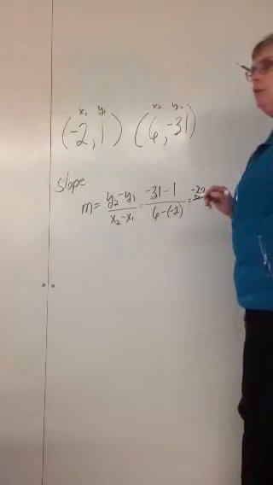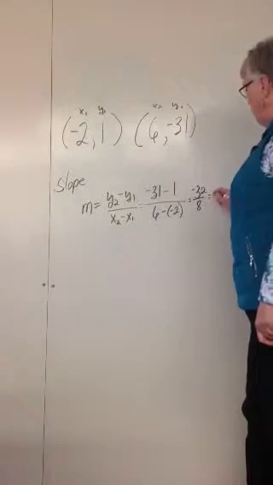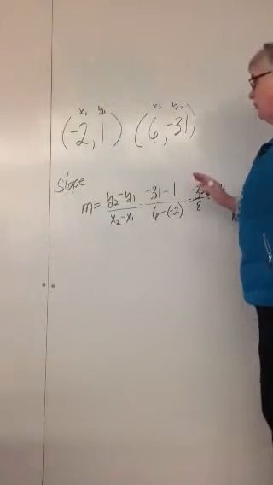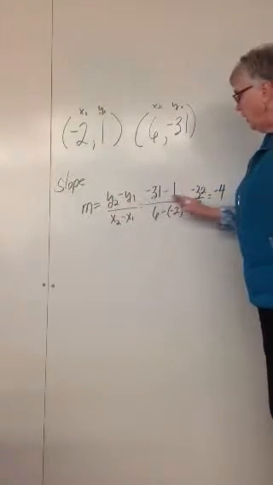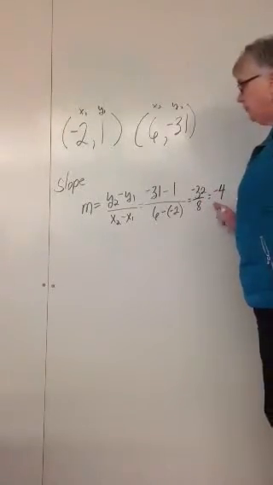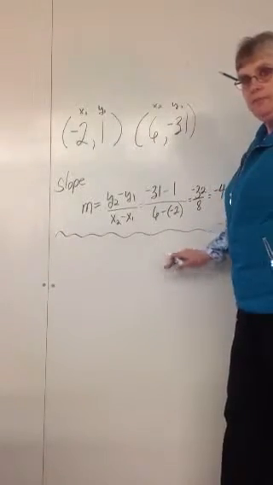And what will we have in our denominator? 8. And if you were told to reduce that, it would be a minus 4. So you will do this process, and this is the slope of the line. All right. Can they still see down here?